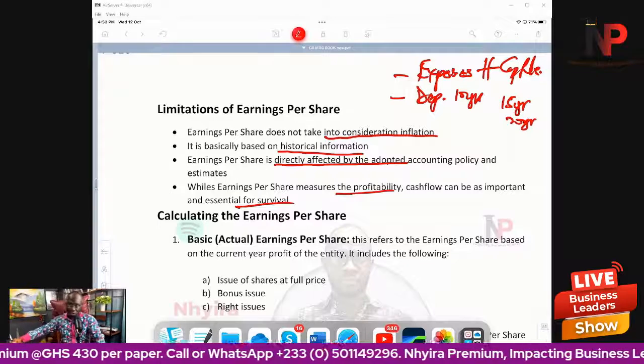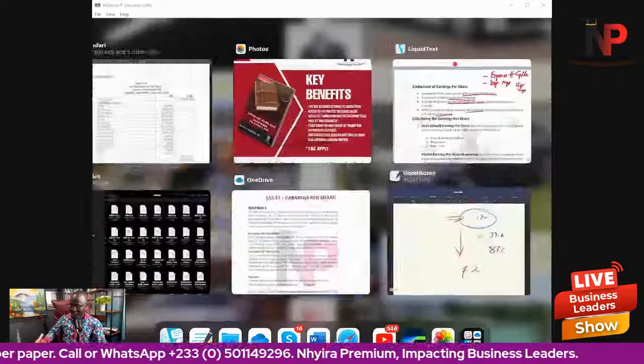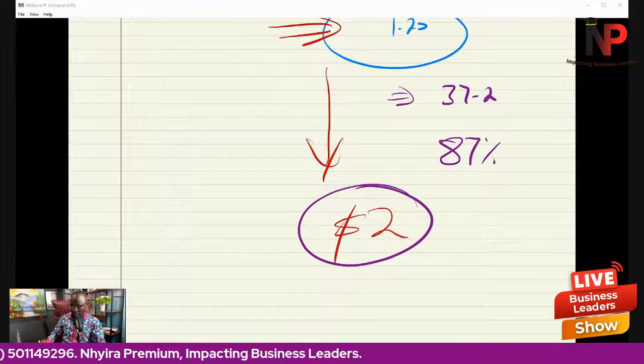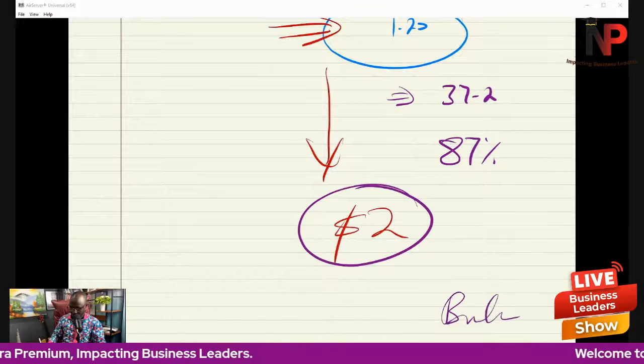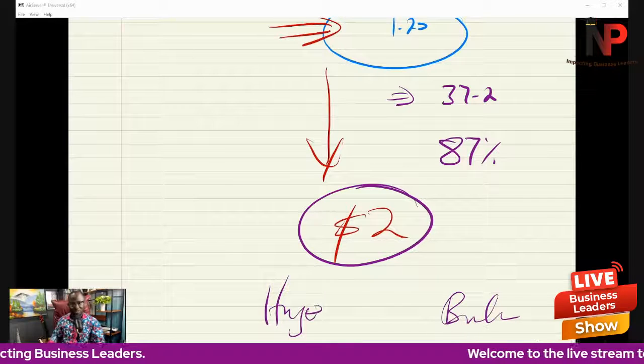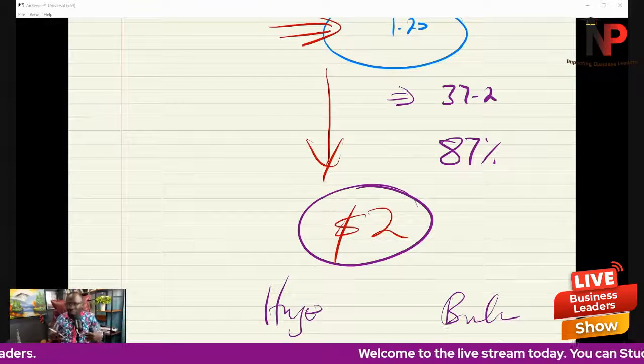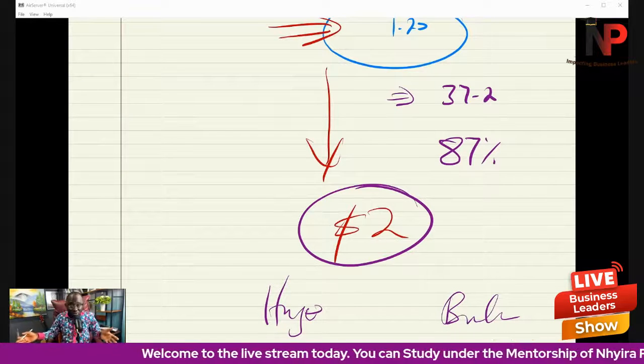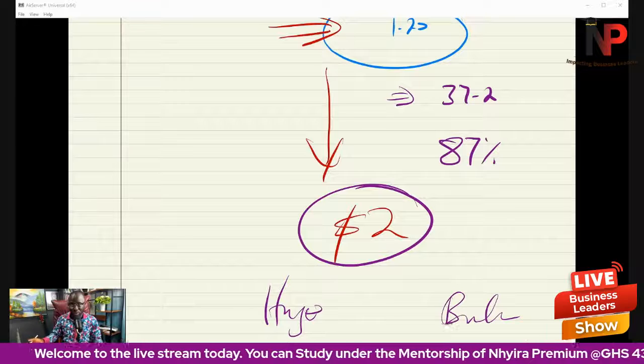Cash flow is crucial. So if the entity has an earnings per share of say $2 per share, but they have a huge amount of bank overdraft, then where are they going to even pay us dividend from? Because they have a bank overdraft, there is no money available.